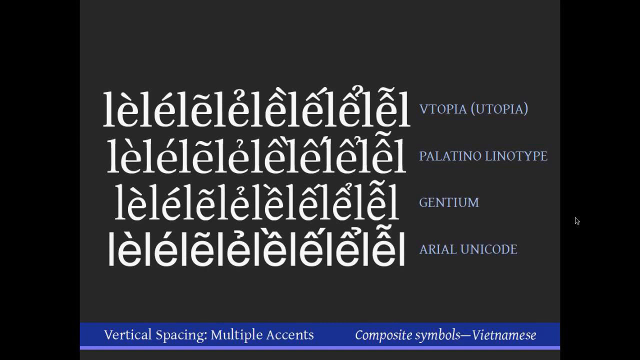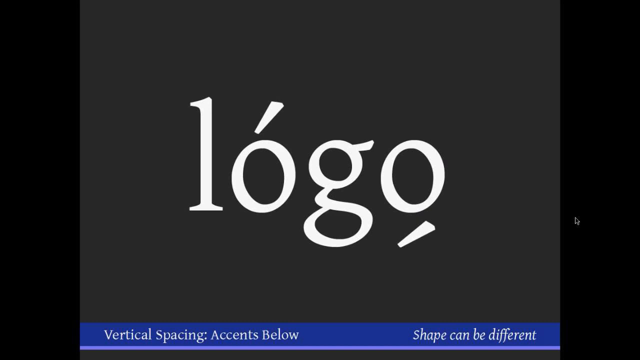Now, there are also diacritics below that you need to think about. The only thing I'll say about these is the same diacritic doesn't need to take the same shape when it's below a letter. The shape doesn't have to be the same. They should relate, but it's more important that the diacritics below relate to the descenders in a similar way that the diacritics above relate to the ascenders.